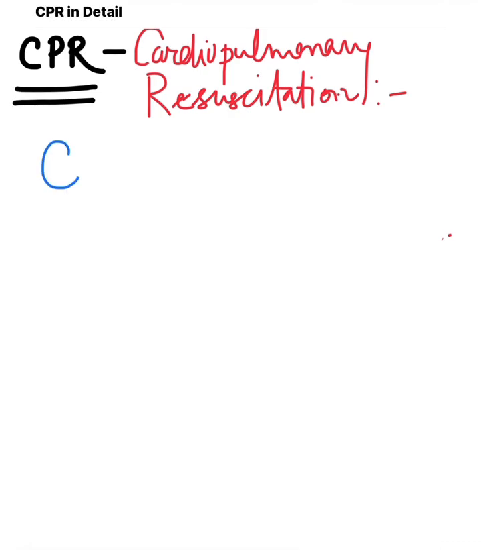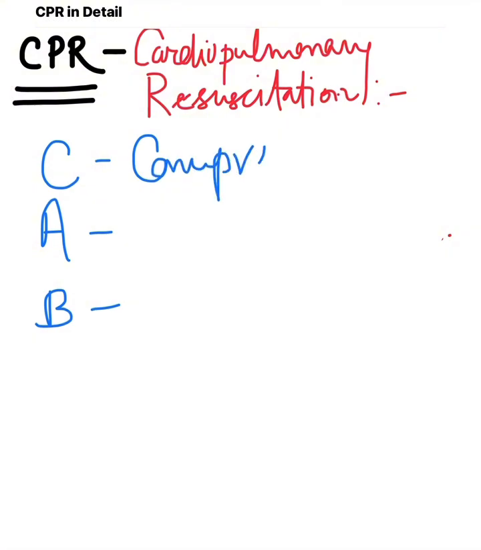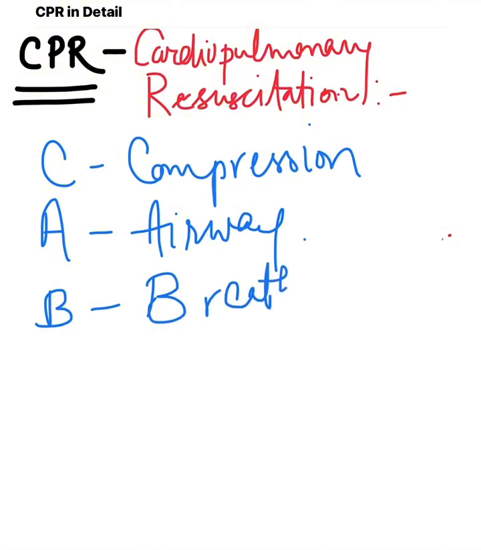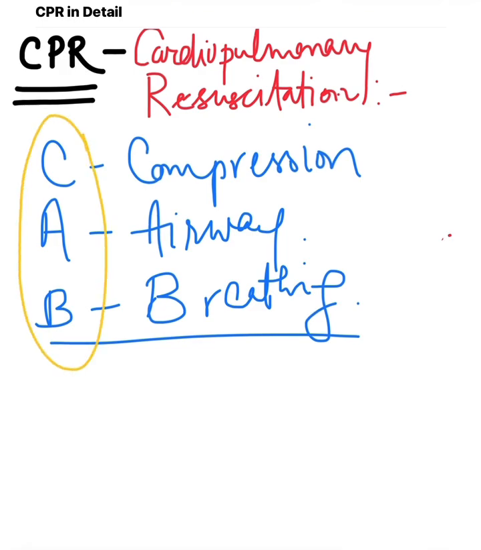C means compression, A is airway, and B is breathing. Always remember CAB: compression, airway, breathing.